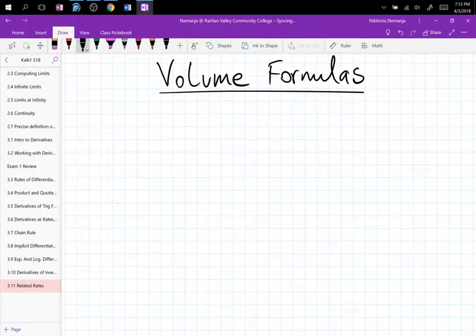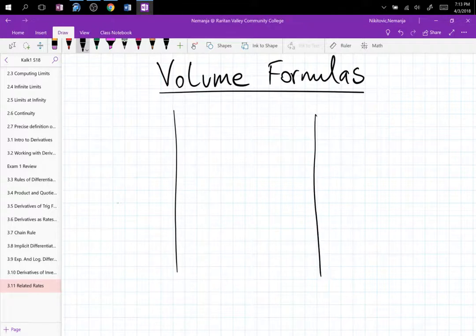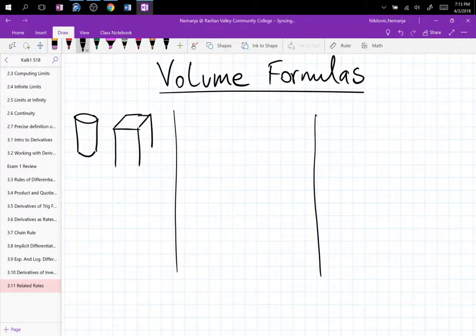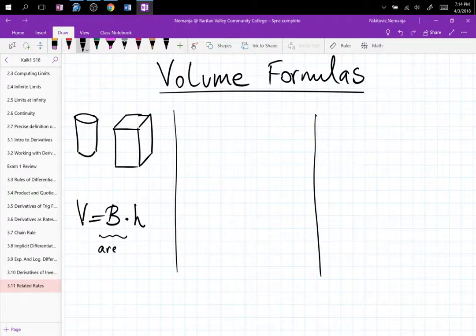I'm going to break this into 3 categories over here. So the first category here are prisms and cylinders. So we have a cylinder like this, or we can have a prism. And for all of these shapes that look like this, volume is equal to base times the height, where base is the area of the base. So that's the formula.